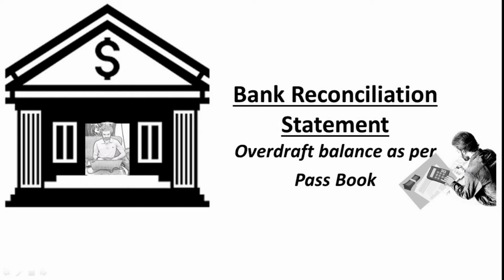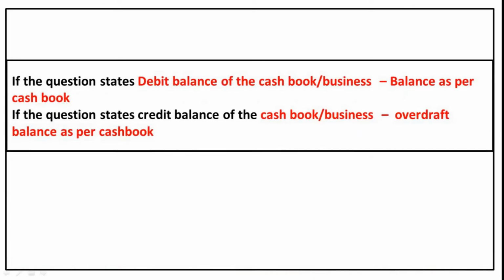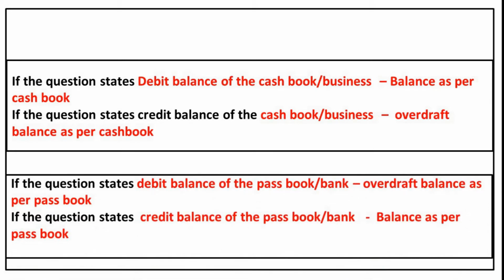Also, I have prepared a chart so that it will be helpful to you guys. As soon as you see the problem, if the question states debit balance of the cash book or business, you have to consider it as balance as per cash book. If the question states credit balance of the cash book or business, then you have to consider it as overdraft balance as per cash book. If the question states debit balance of the passbook or bank, then you have to consider it as overdraft balance as per passbook. If the question states credit balance of the passbook or bank, then you have to consider it as balance as per passbook.